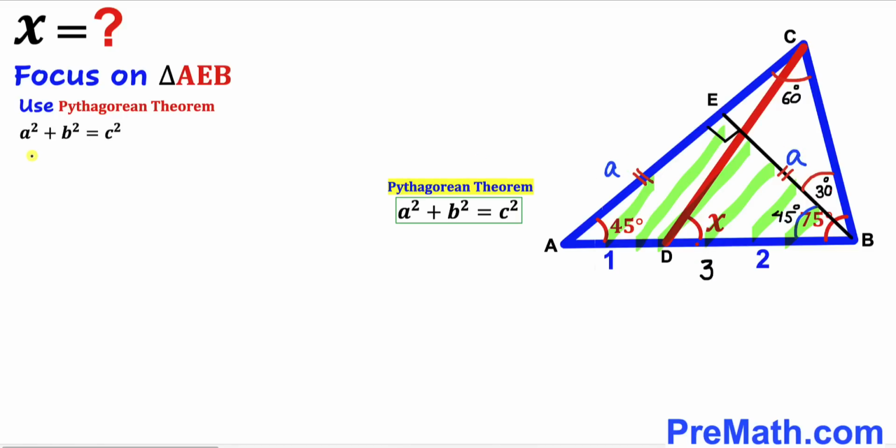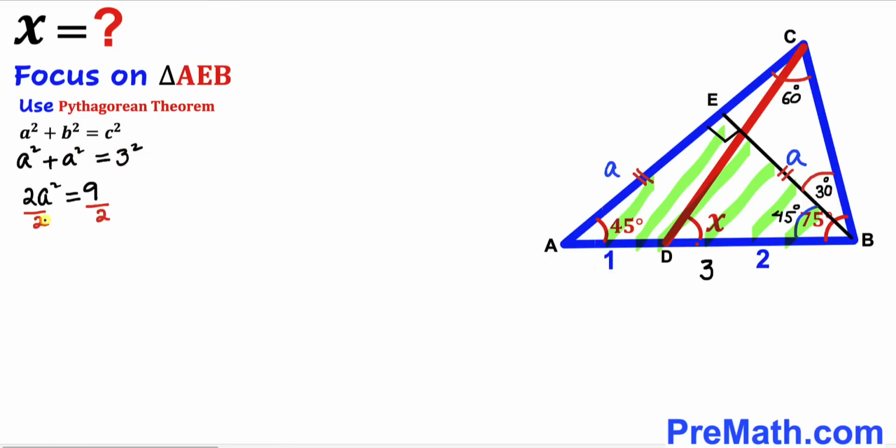So let's go ahead and fill in the blanks in this formula. a squared plus a squared equals 3 squared. Let's divide both sides by 2. So this 2 and 2 are gone. Therefore a squared turns out to be equal to 9 divided by 2. Now I'm going to undo this square by taking a square root on both sides. So our lowercase a value is going to be 3 divided by square root of 2.